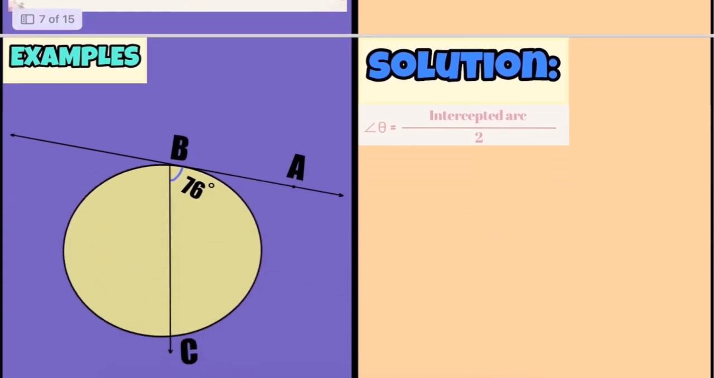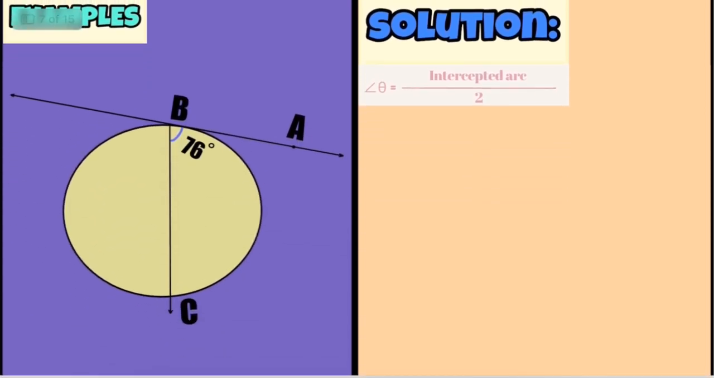So let's have one example right here. We have here 76 degrees. But again, since it's the first example, let us write it completely. Our reference angle is ABC. It could be CBA, it doesn't matter. Now, what is the intercepted arc of this one? The intercepted arc is basically here, because it's the one in between the tangent and the chord.